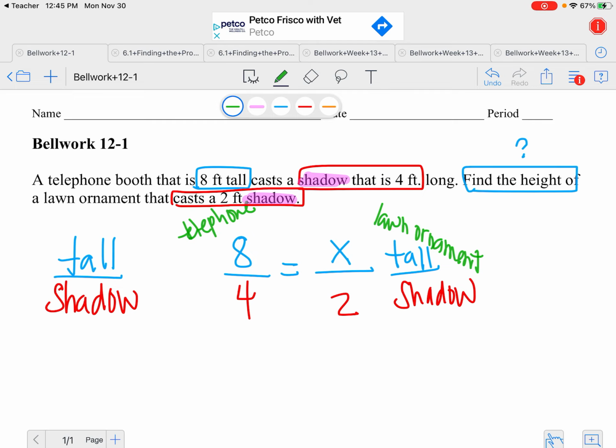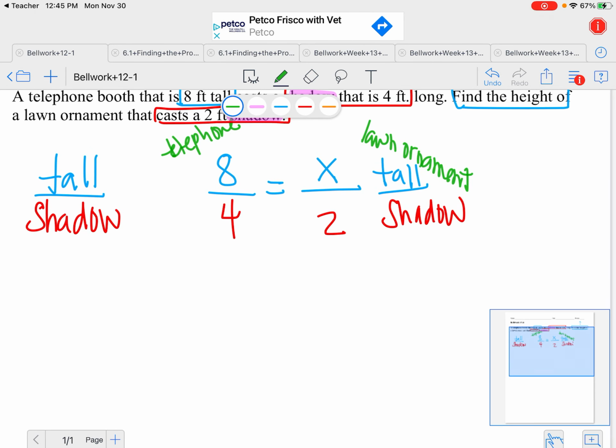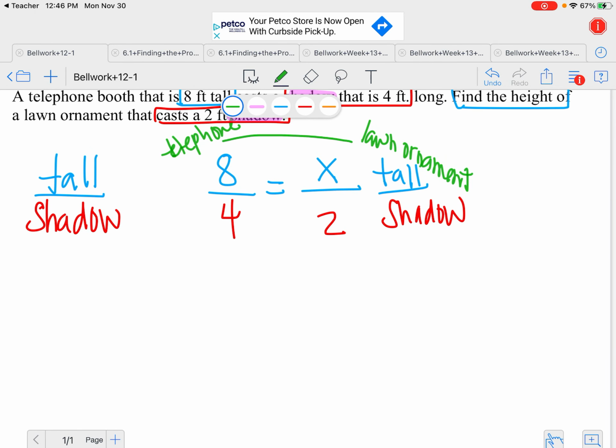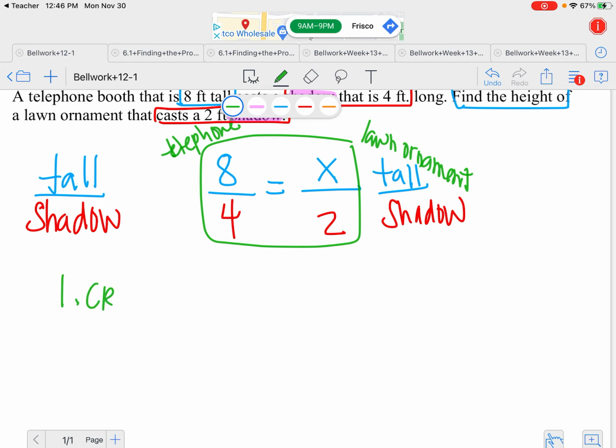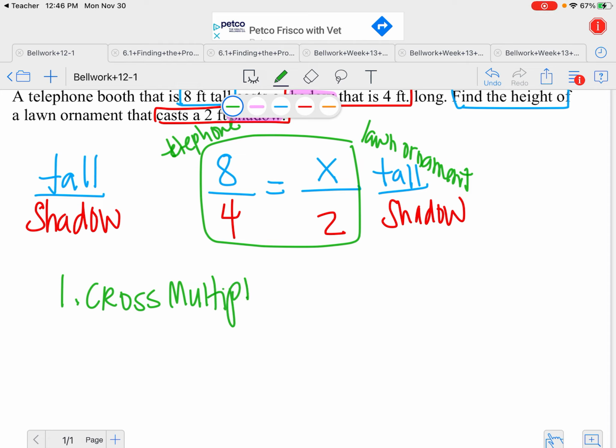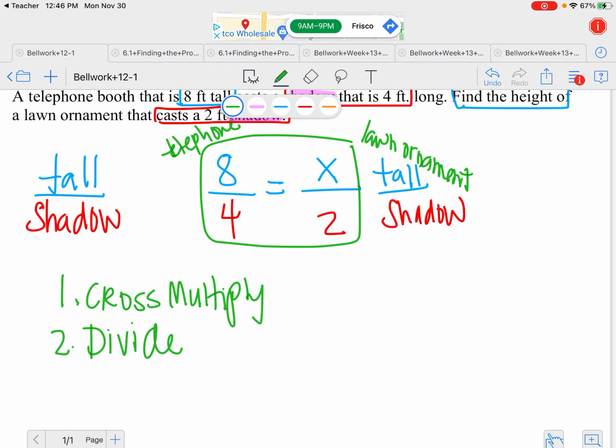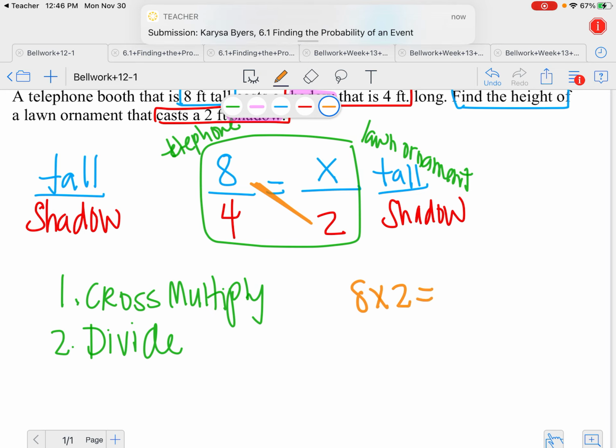Now, to solve the question, now that I have, this is my proportion that I need to solve. Okay, our first step is cross multiply. And then the second step would be divide. So the numbers that are diagonal are 8 and 2. Cross multiplying those two will give you 16.